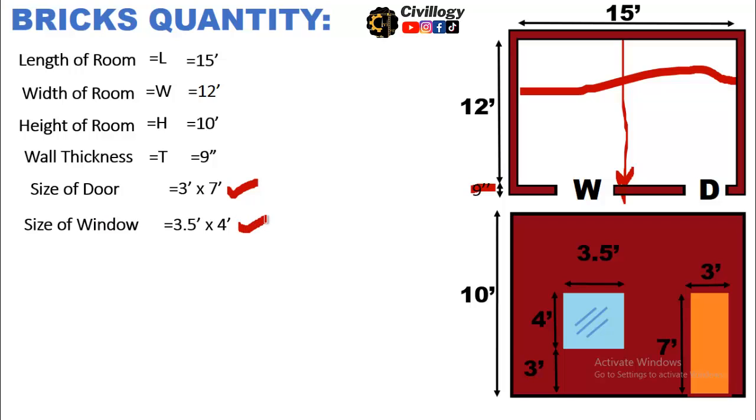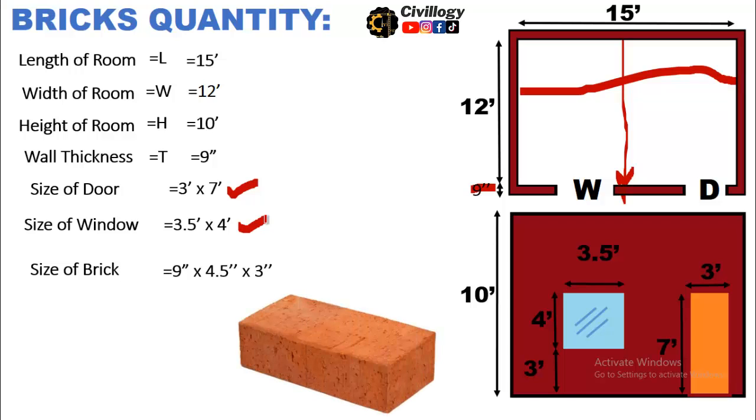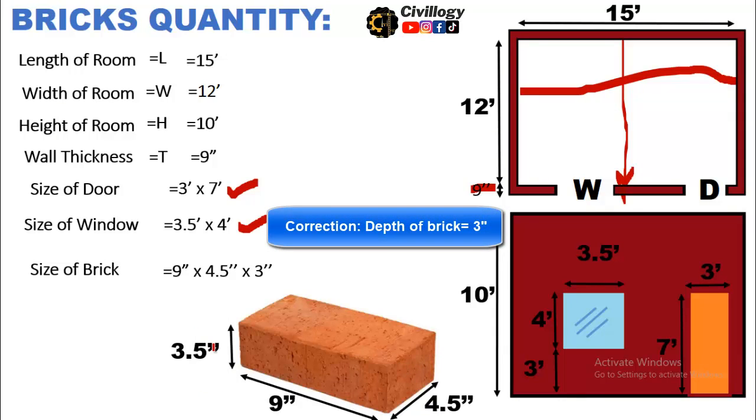This is the size of the window, and it is very important to know the size of the brick, as the size of the brick varies from place to place. It's different. So before calculating the number of bricks, you must know the dimensions of the brick available at your location. Over here let's suppose the size of the brick is 9 inches by 4.5 inches by 3 inches, where 9 inches is the length of the brick, 4.5 is the width of the brick, and the depth of the brick is given as 3 inches.